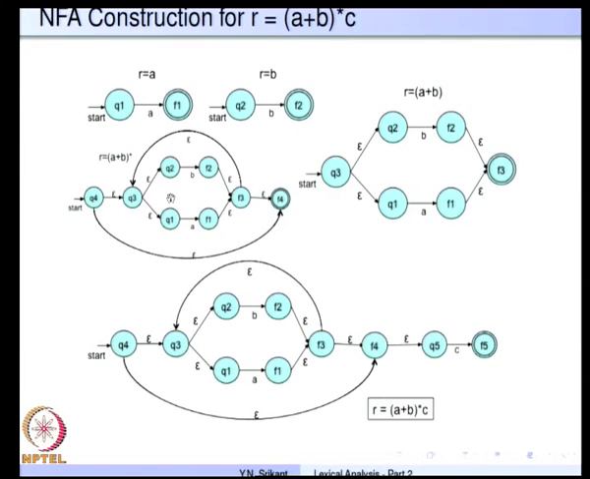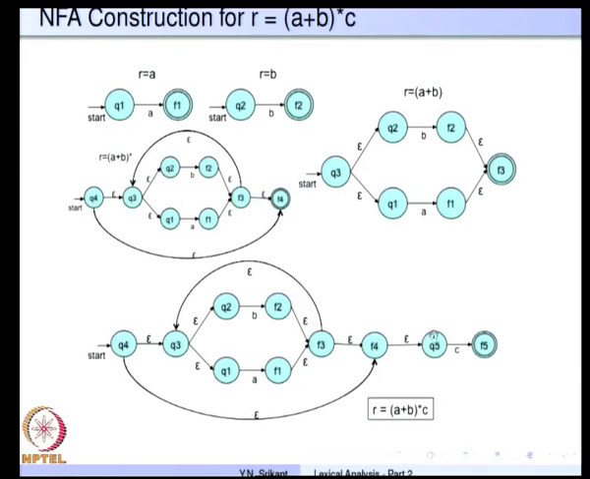What about A plus B star? So, this part here, from Q3 to F3 with no back arc, is the machine corresponding to A plus B. So, we add an epsilon back arc and another epsilon edge from Q4 to F4, and this is our machine R for A plus B whole star.